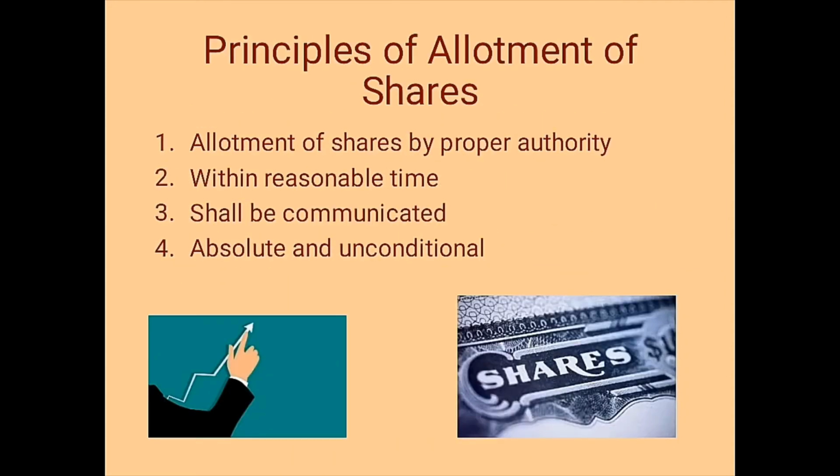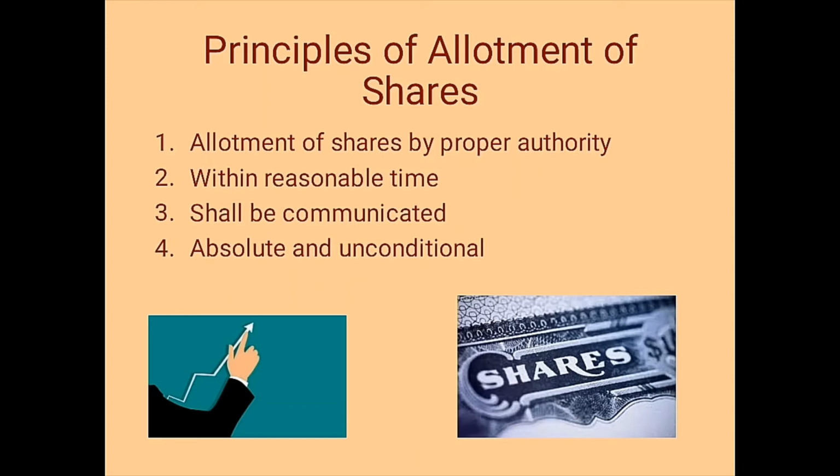Now let us move on to the principles of allotment of shares. First one, allotment of shares by proper authority. Allotment is generally made by resolution of the board of directors, but when the articles so provide, an allotment made by secretaries and treasurers will also be held as valid and regular. Second, within a reasonable time. Allotment is basically made within a reasonable or specified period of time, otherwise the application shall lapse. A time frame of 6 months between application and allotment is held to be not reasonable.